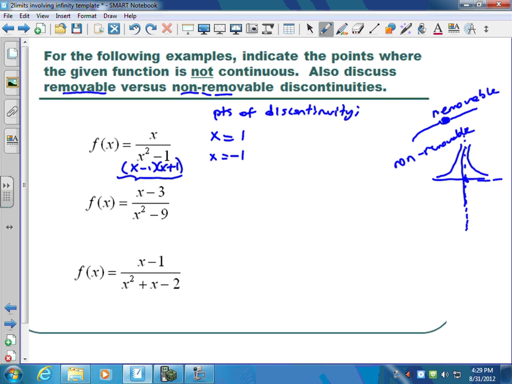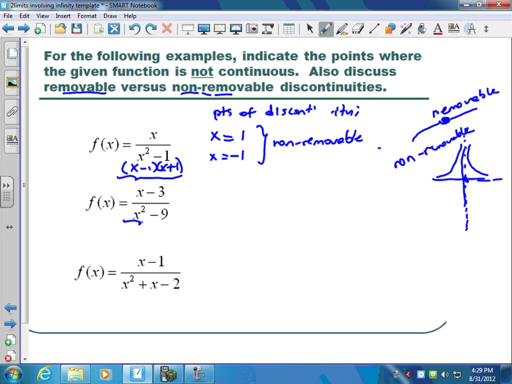And are those removable or non-removable? If you look at the graph, you're going to notice these are non-removable. You will see vertical asymptotes at 1 and at negative 1 on this graph. So they're going to be non-removable. Another way to tell is that it doesn't cancel. The factor x minus 1 or x plus 1 doesn't cancel with anything from the top. So in that situation, you have non-removable points of discontinuity. Again, verify this on your graph if you like.